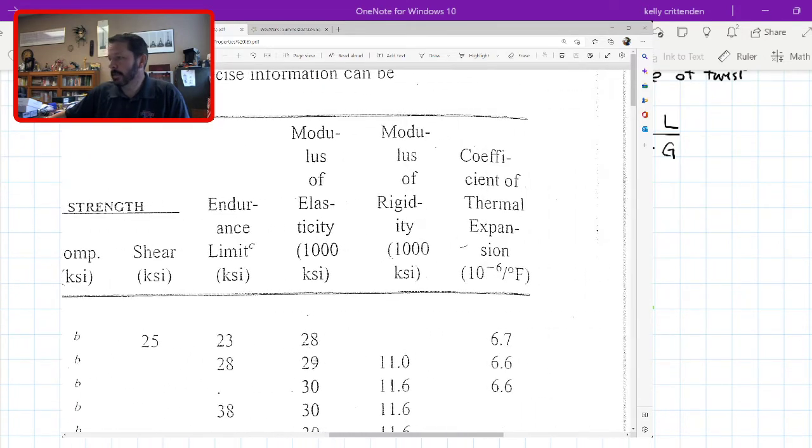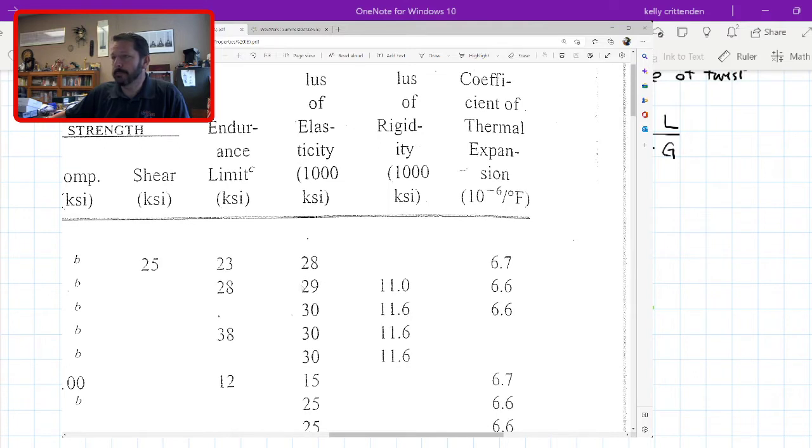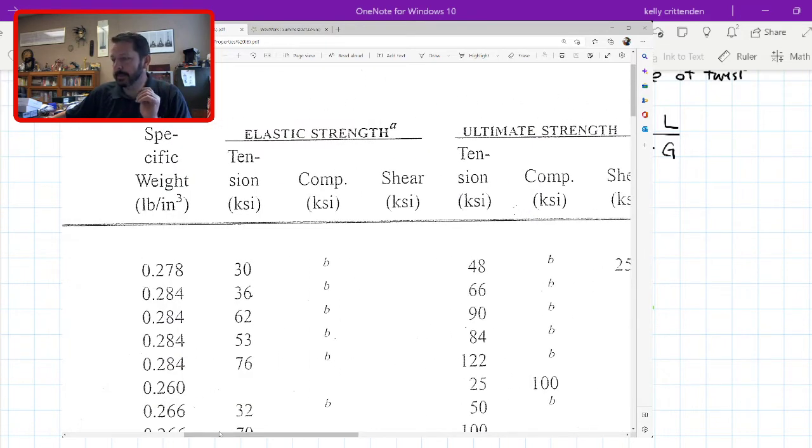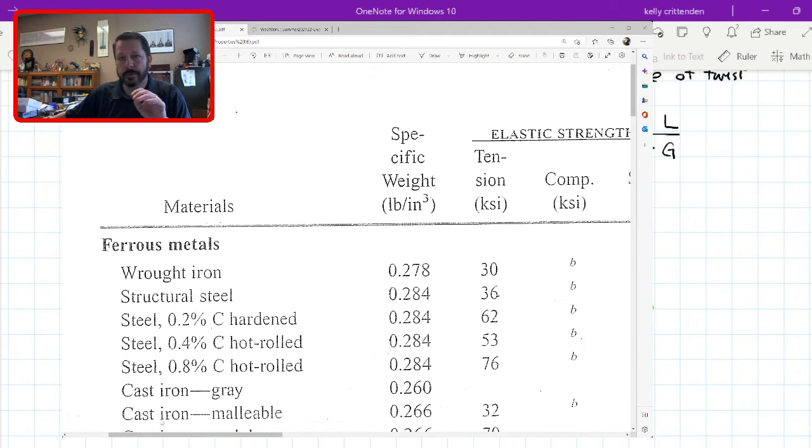So there they go. You've got numbers like 29 million for, this would be the structural steel. I think the top number is wrought iron. And that's for the modulus of elasticity. Modulus of rigidity, which relates to shear, is 11 million psi. So that's the kind of thing where we're going to get material properties out of some kind of chart like this. All right, so let's go back to our little problem.